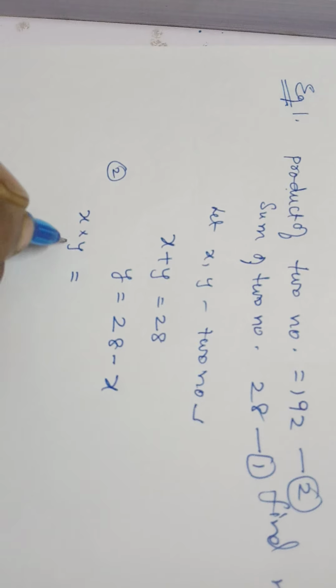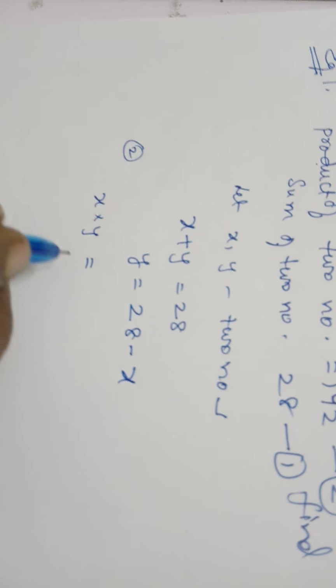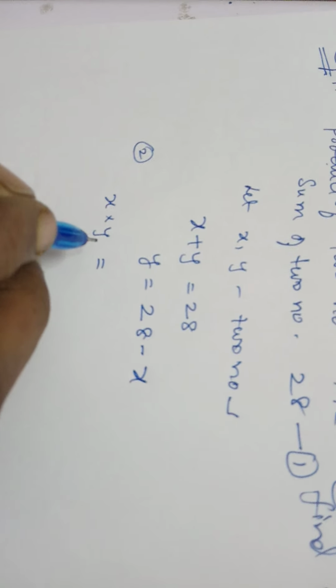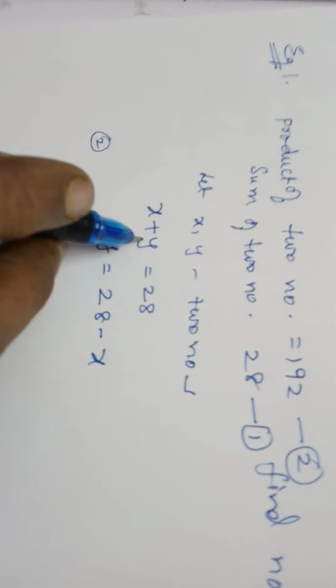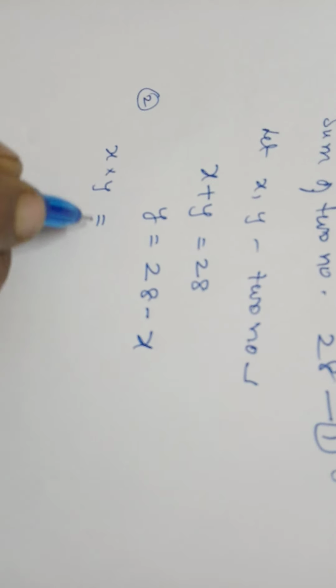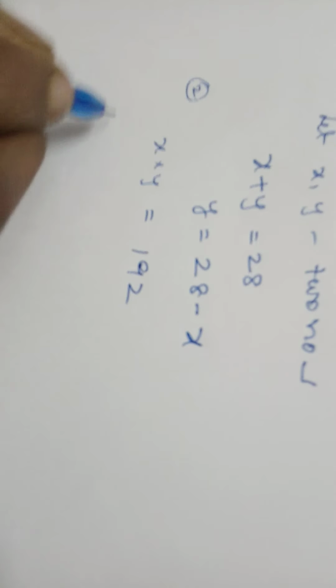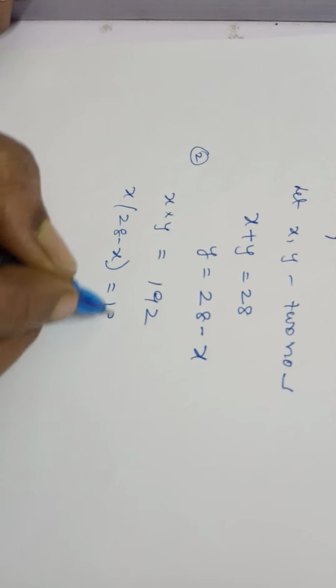For your understanding, I am writing y. You can directly write y as 28 minus x, no need of writing y again. But just for clarification, as you go on, you can learn to directly substitute for y without assuming y. x into y is equal to 192. That is x into 28 minus x is equal to 192.